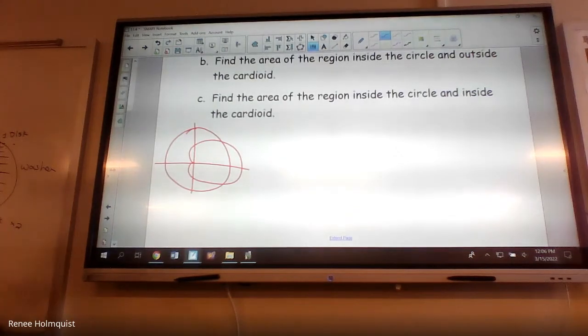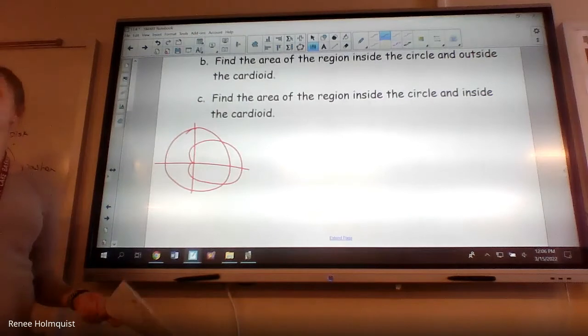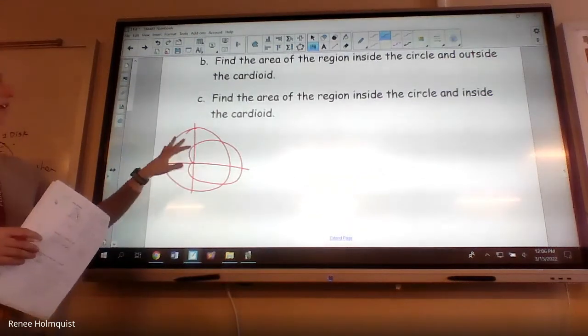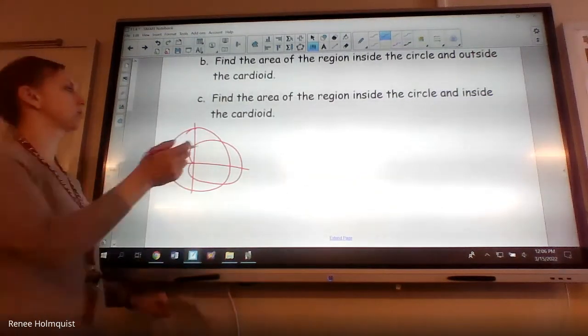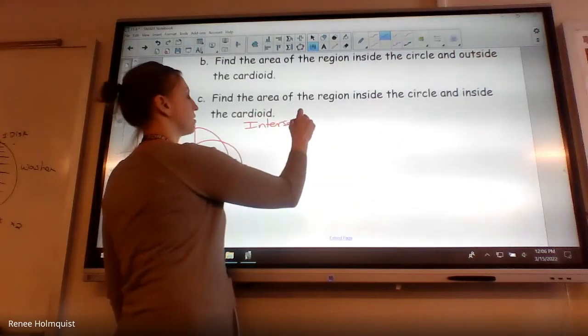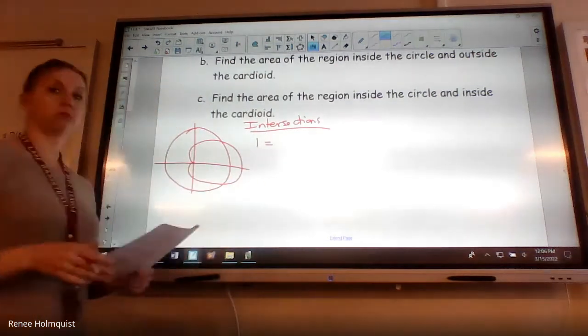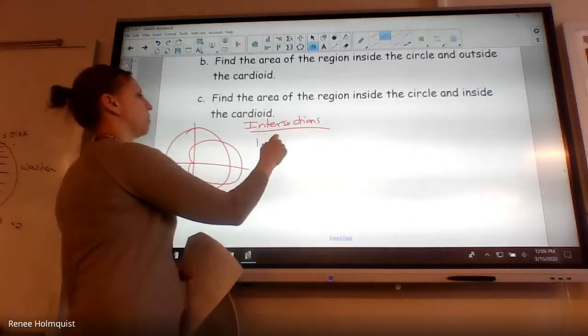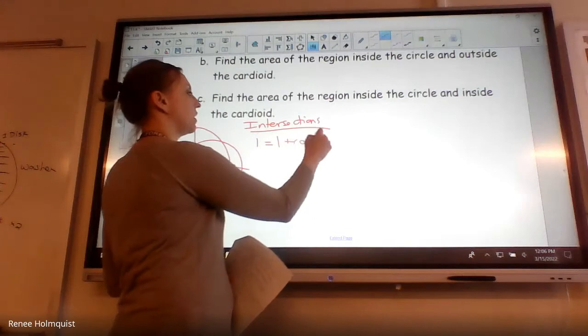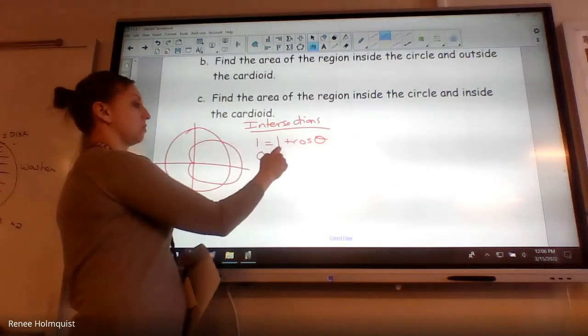Okay, let's talk about intersection points. Sometimes you might have to find these by hand, because we're going to find the different sections as we go through these. So let's just start with intersections before I get to any of the others. I set them equal to each other, right? So 1 equals 1 plus cosine of theta, so 0 equals cosine theta.